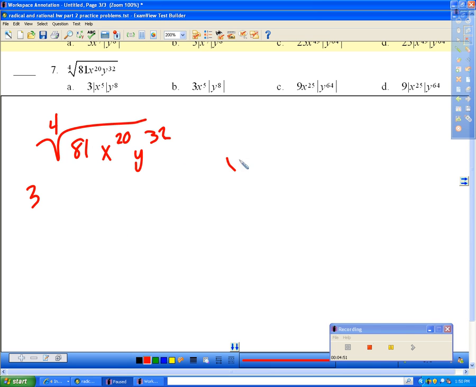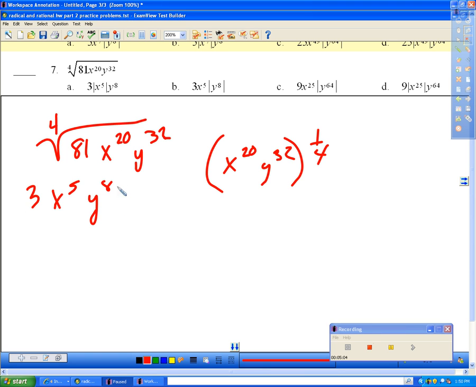Then, because we've got x to the 20th and y to the 32nd, if I raise those both to the 1/4 power, they'll come out nice and evenly, because 20 times 1/4 is x to the 5th, 32 times 1/4 is y to the 8th. Just like in our last situation, we've addressed the issue of whether or not I want the positive root with the fact that this 3 is positive.